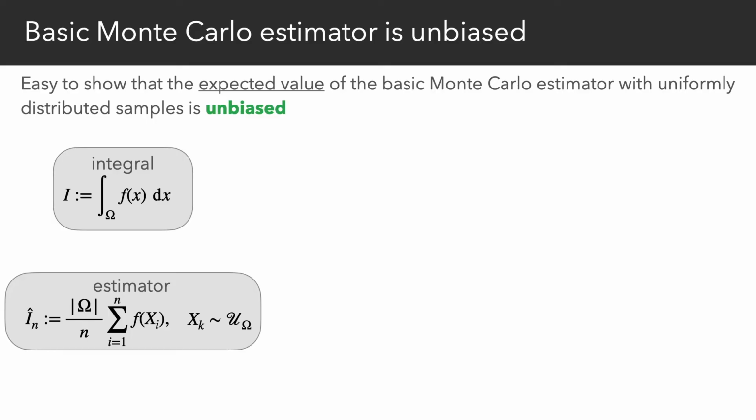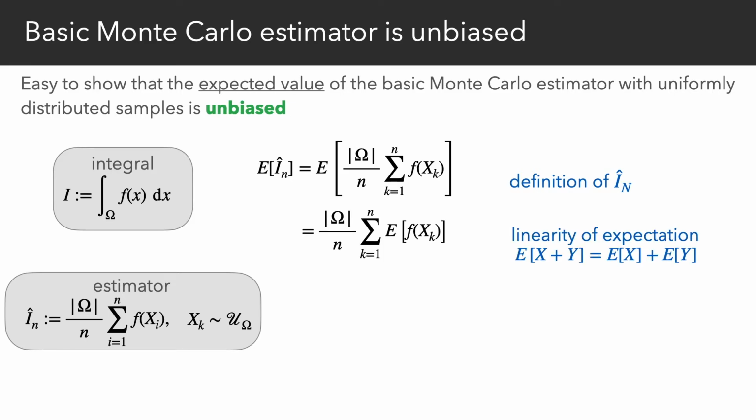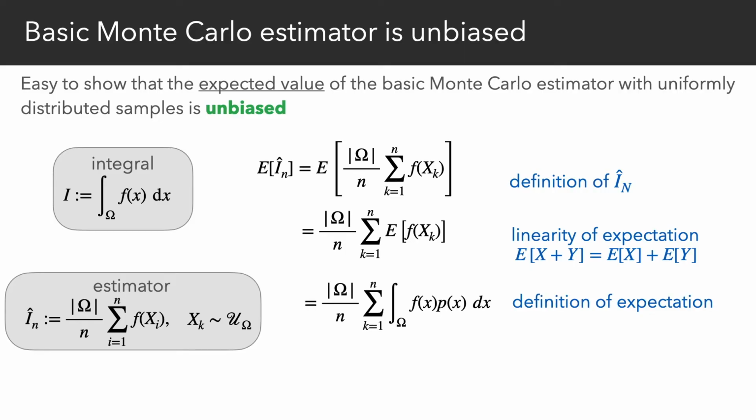We can verify that the Monte Carlo integral estimator is in fact unbiased with a simple proof. So starting from the definition of the estimator, we can apply linearity of expectation and move the expected value inside the sum. Next, the definition of expectation gives us an integral over the product of f and p. And since p of x is a uniform distribution, we can move it outside of the integral in the sum, where it cancels out with the volume term. Thus, our expected value has been reduced to the true integral, and this implies that our Monte Carlo estimator is unbiased.